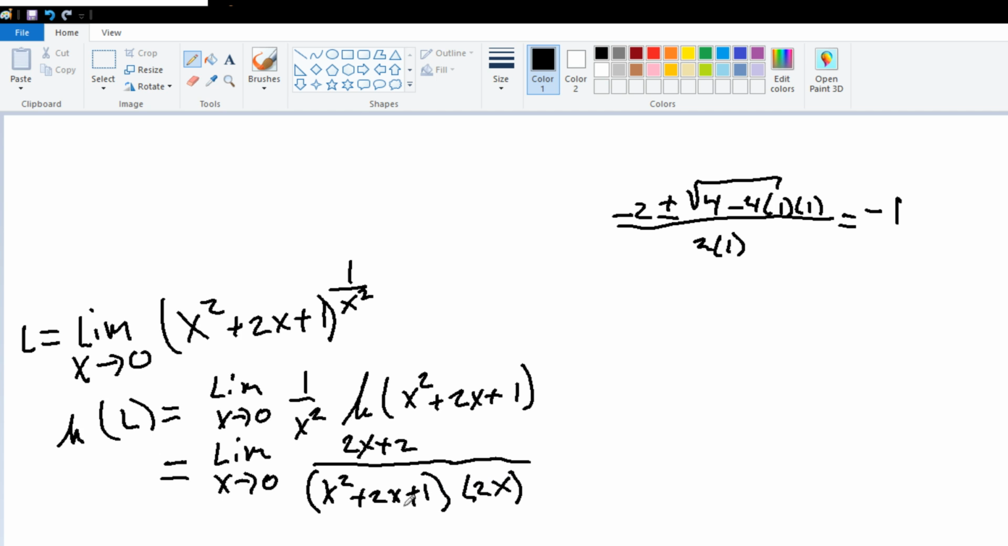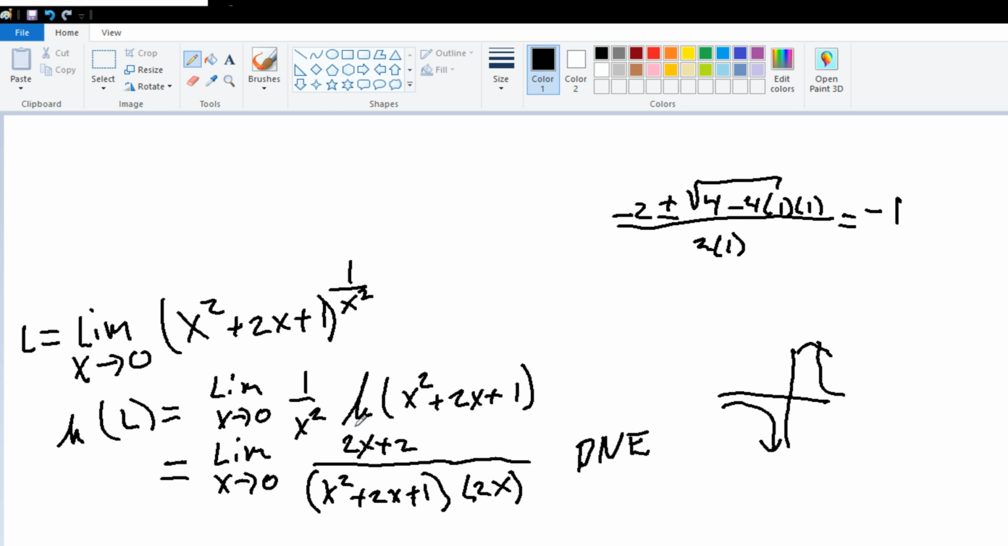So that means that as we're coming up to 0 from our negative side, this is negative, this is positive, and this is positive. So this limit doesn't exist, because from this side it goes down to negative infinity, and from this side it goes up to positive infinity. So this limit doesn't exist.